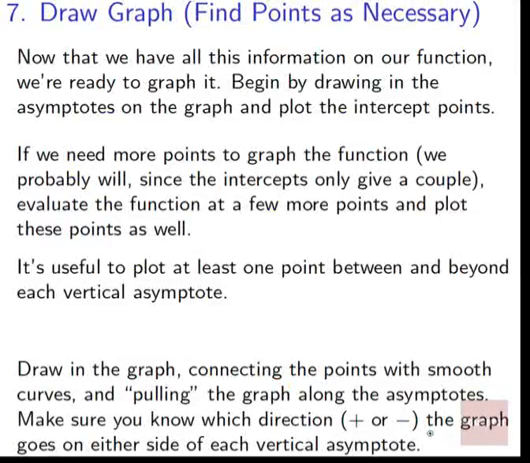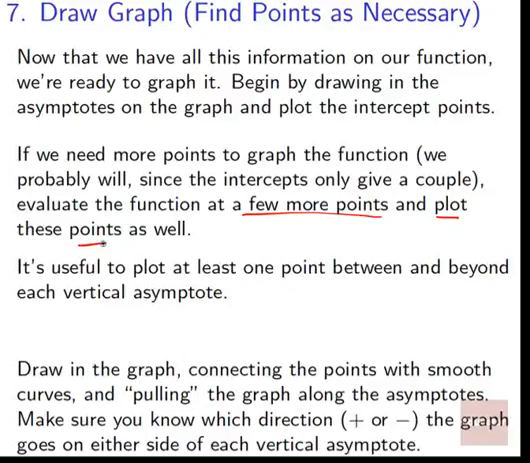Final thing, draw the graph. Now that we have all this information on our function, we're ready to graph it. Begin by drawing in the asymptotes on the graph and plot the intercept points. If we need more points to graph the function, and we're probably going to need more points since there are really only a couple things that come out of the intercepts, evaluate the function at a few more points as you need and plot those points as well. So plot those extra points, and then at that point you can start drawing in curves.